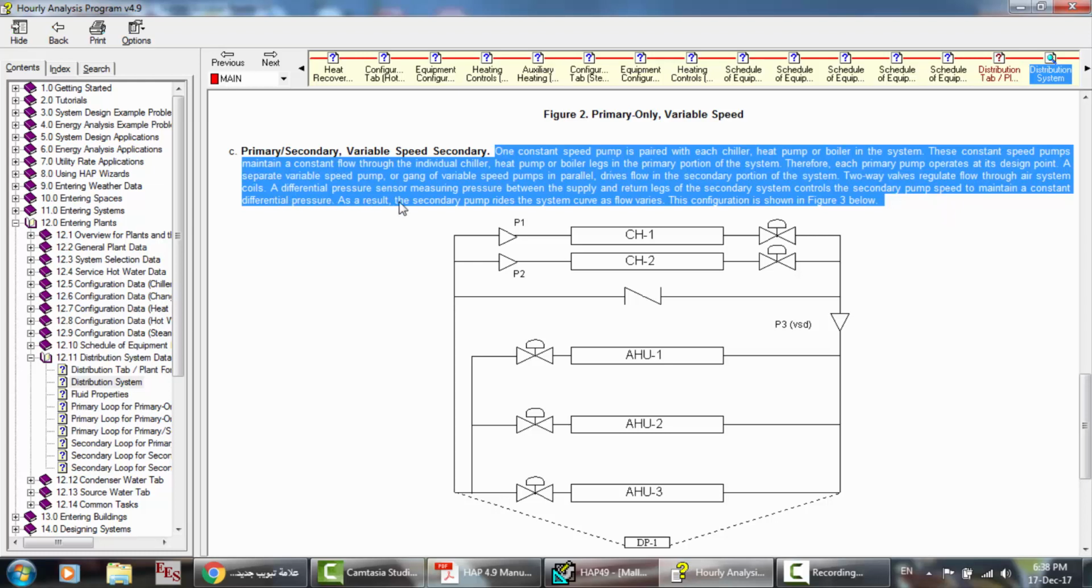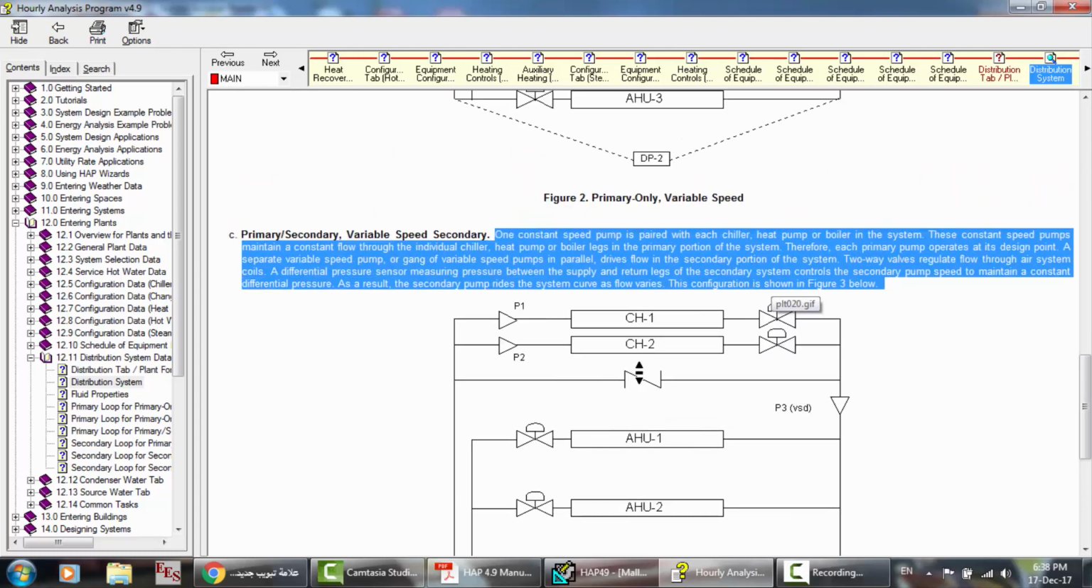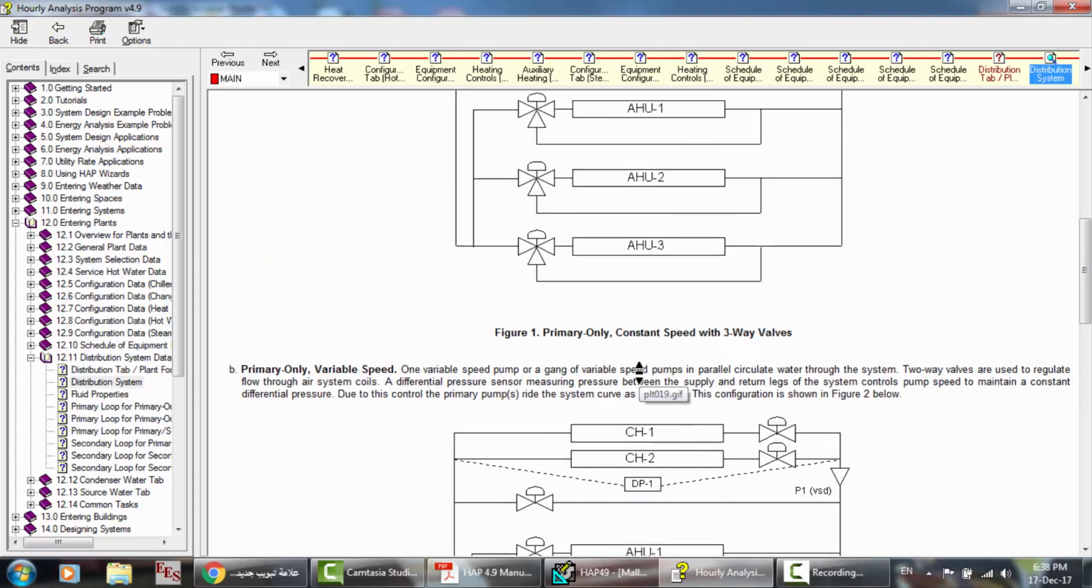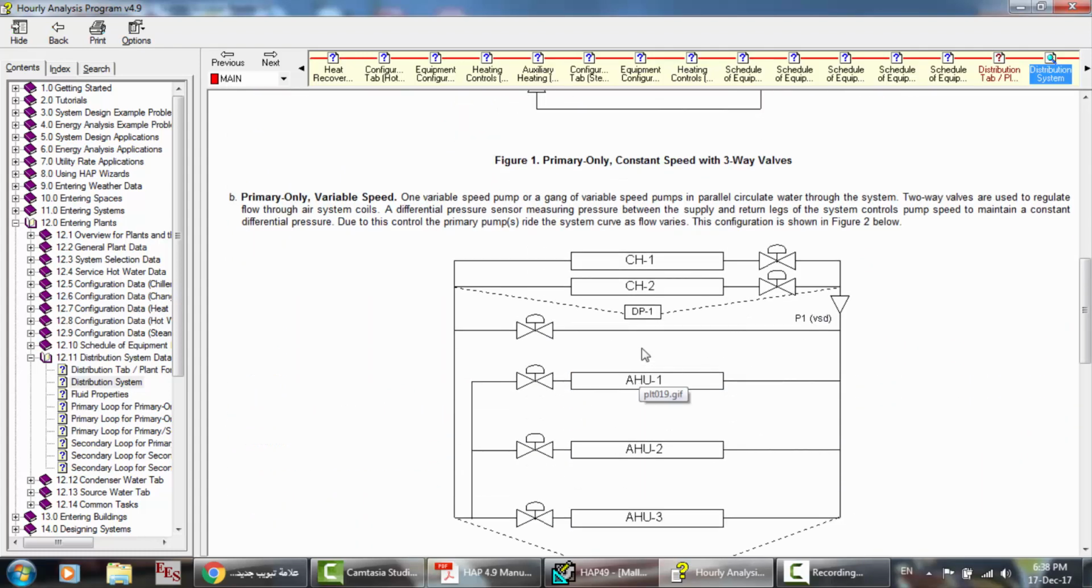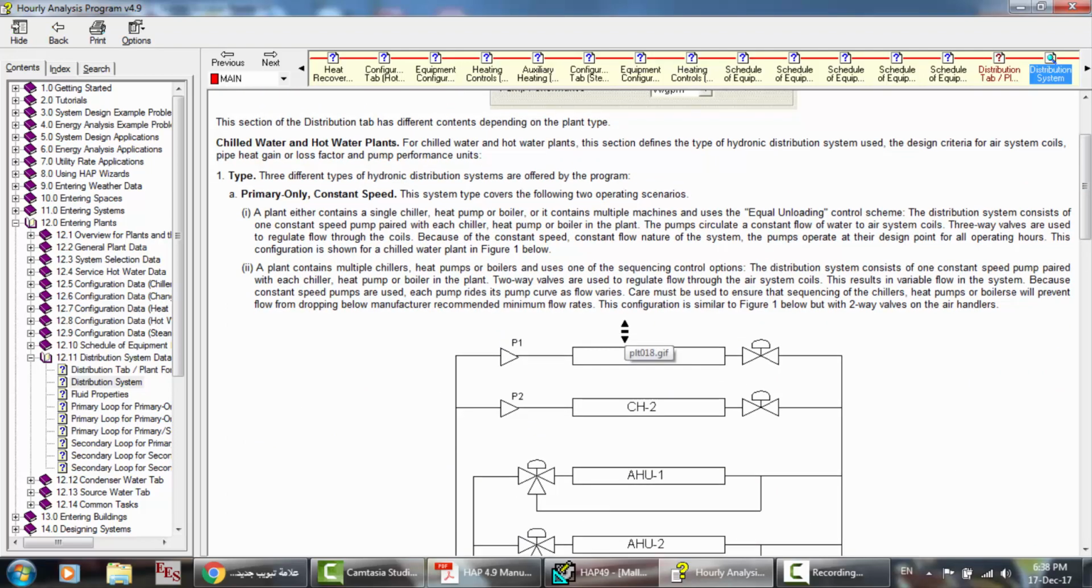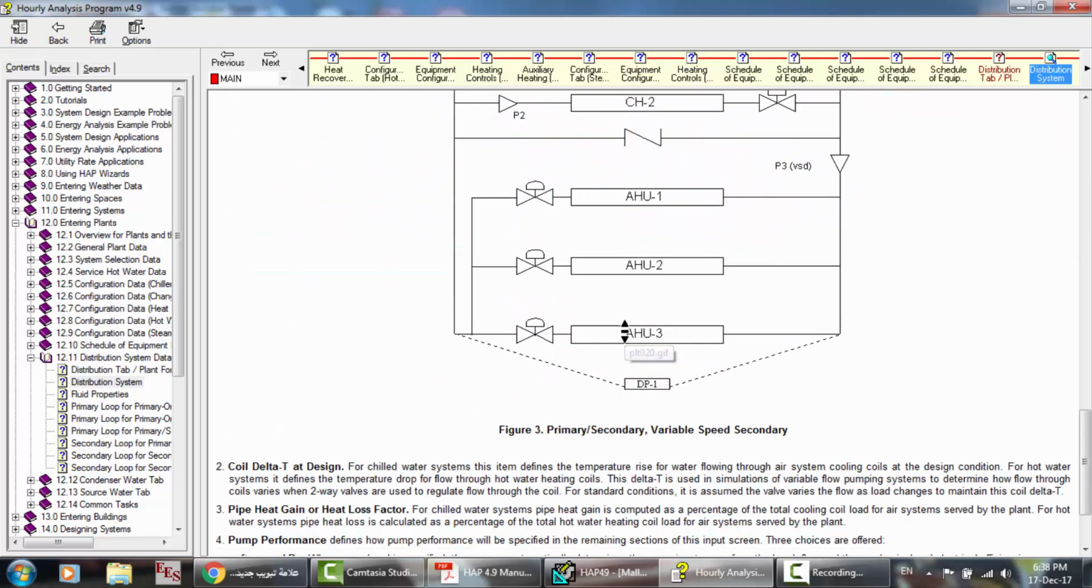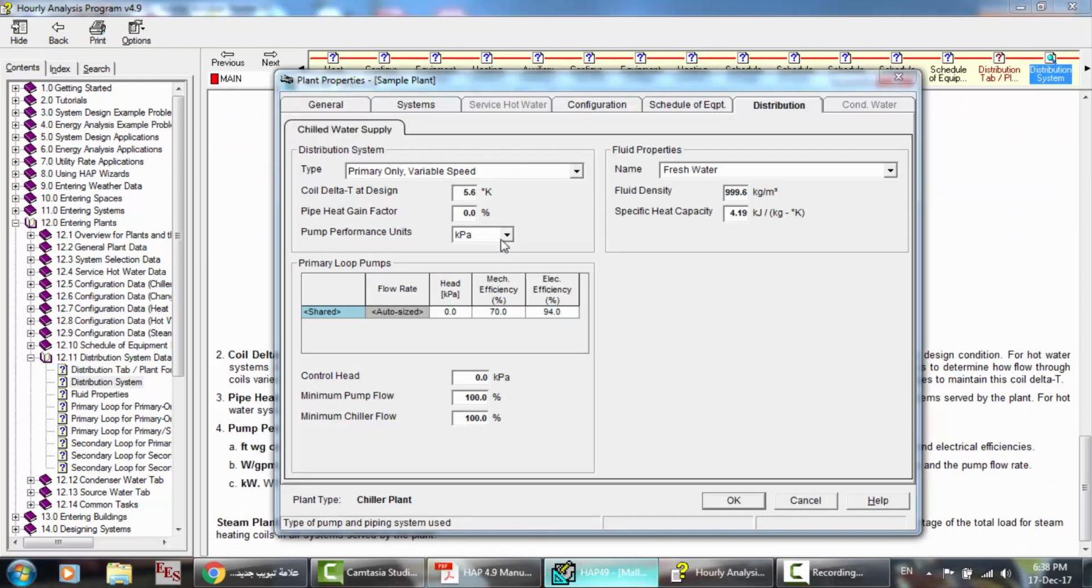A differential pressure sensor, like this, measuring pressure between the supply and return legs. The secondary system controls the secondary pump speed to maintain a constant differential pressure. As a result, the secondary pump rides the system curve as flow varies, like this. So, gentlemen, you have to know how the system works and how many pumps, how many differential pressure sensors, and these things. Just you have to know the basic idea. Okay.